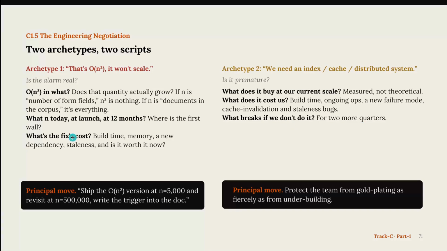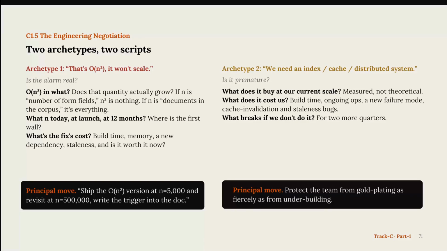So here on the left side, in archetype 1, what we are saying is, hey, ship the O(n square) version at 5000 documents and revisit at n equal to 500k documents. Yeah, so we are writing the trigger into the document, saying that whenever this document size is reached, we will have to relook at this. Whereas on the second archetype, we are saying, hey, protect the team from gold plating as fiercely as from underbuilding. We are saying, hey, don't build the biggest scale right now. Okay, we will build it later.